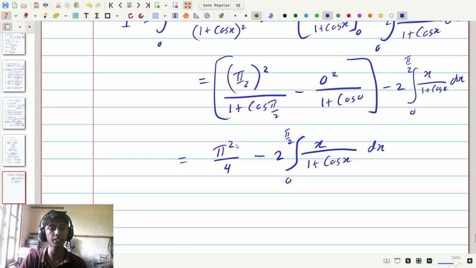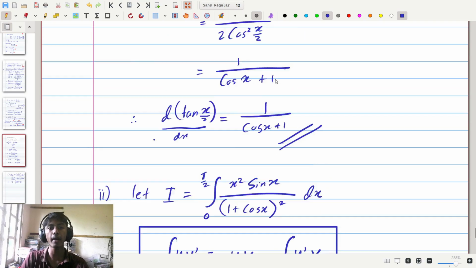And therefore we can see we get integral I equal to the expression that they gave us, which is pi squared divided by 4 minus 2 times the integral from 0 to pi by 2 of x divided by 1 plus cosine of x with respect to x. And with that, we are done with that part of the question.